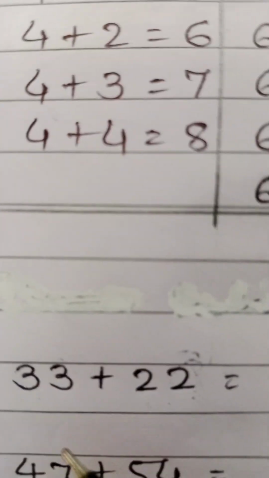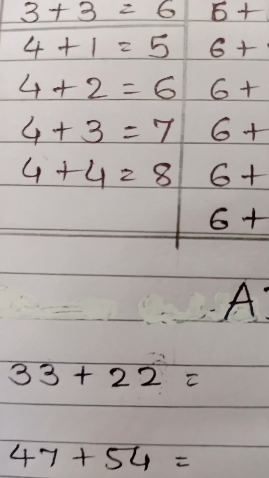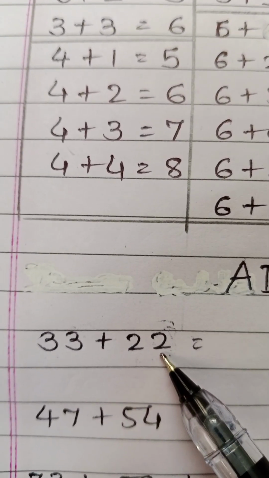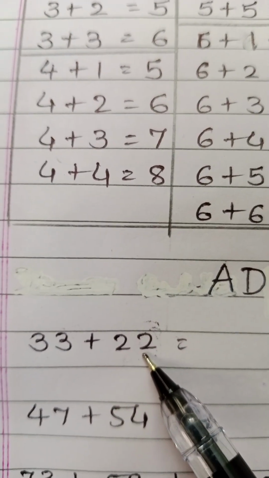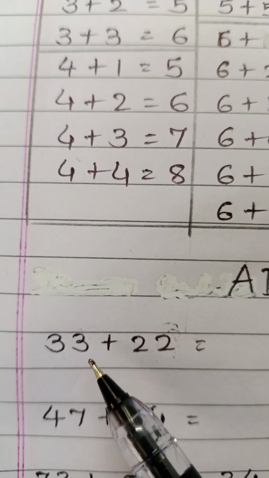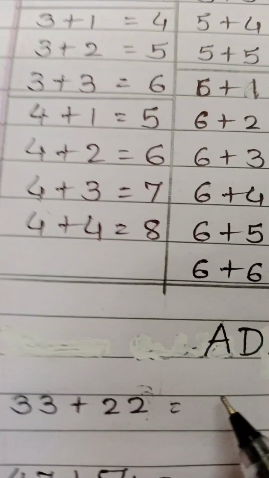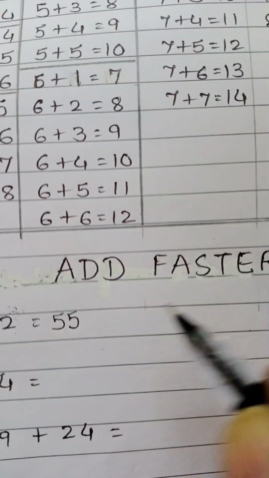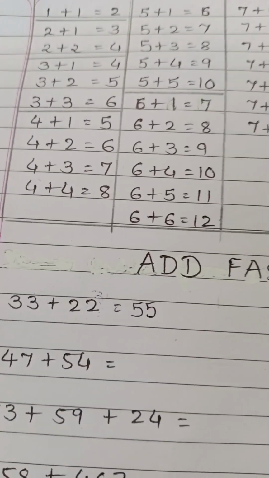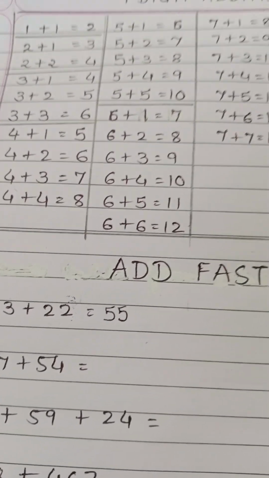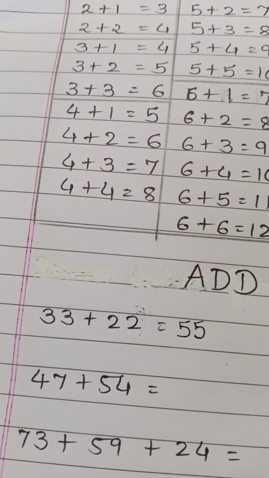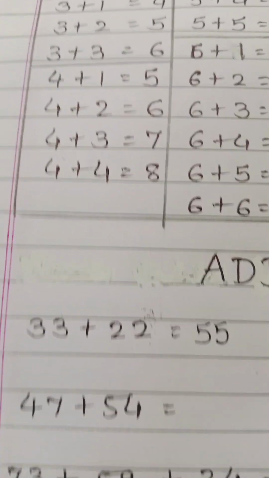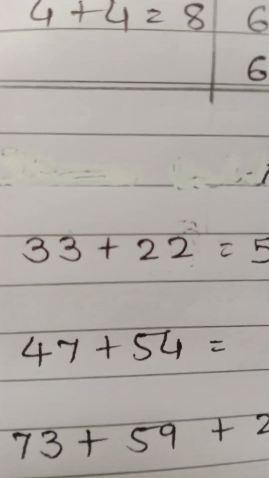Now see, if you have to add 33 plus 22, think that here it is 30 and here it is 20. 30 plus 20 is 50 and 3 plus 2 is 5. So 50 plus 5 will be 55. You just try to do it mentally and please do not write down all the answers. Let's see one more example.